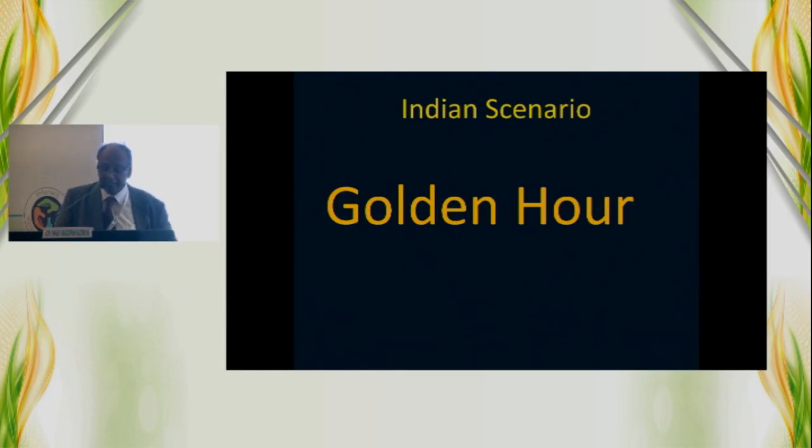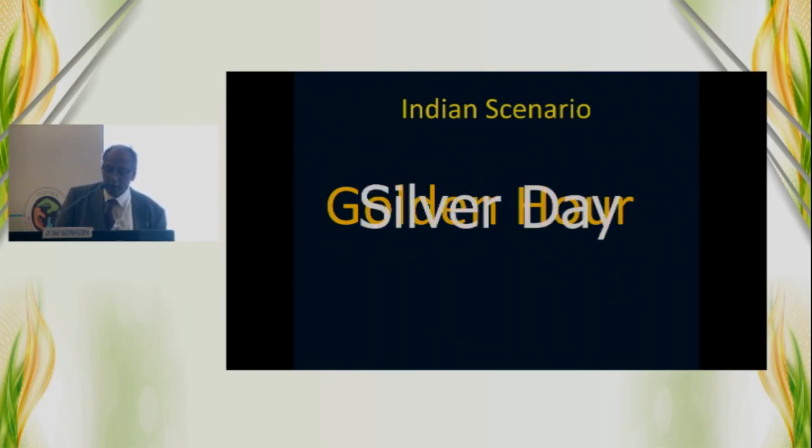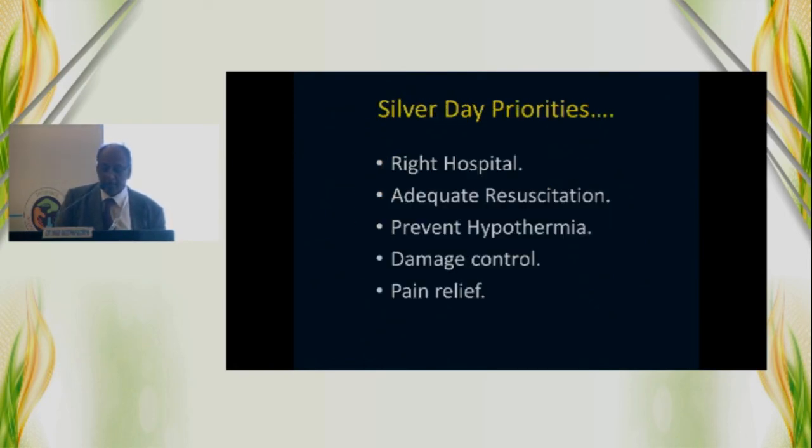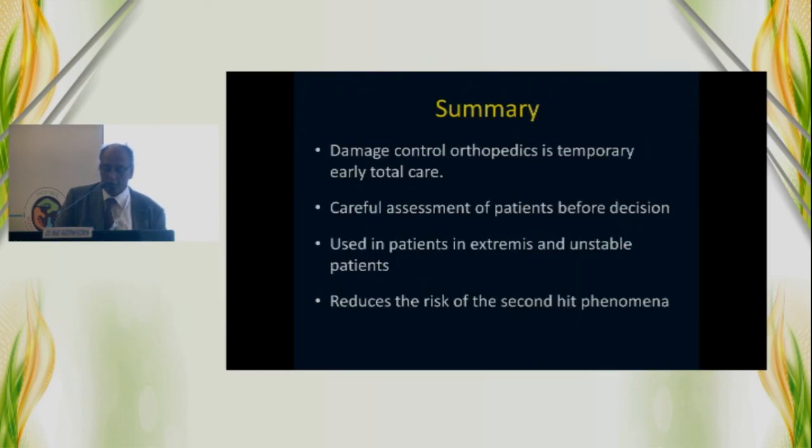And in the Indian scenario, the golden hour is really something which is still out of our control, but it's the silver day that hopefully we can make a difference to with our management. And the silver day priorities means getting the patient to the right hospital, getting him adequately resuscitated. We want to prevent hypothermia, do damage control, and provide pain relief to try and improve the lot of these patients.